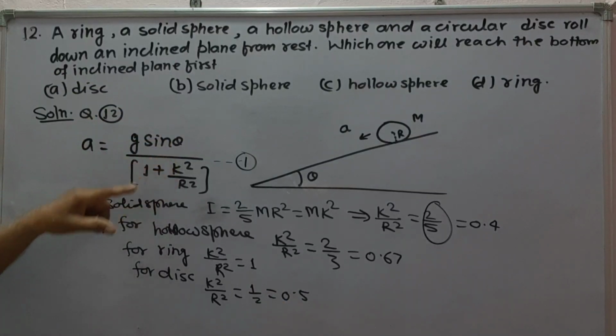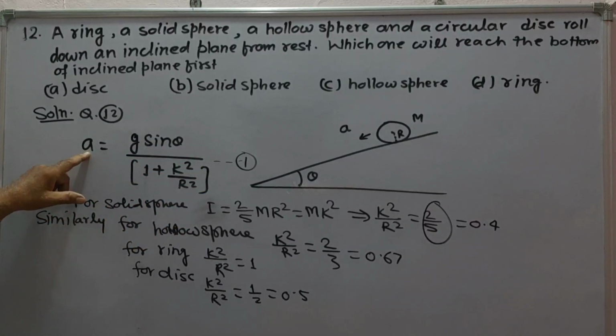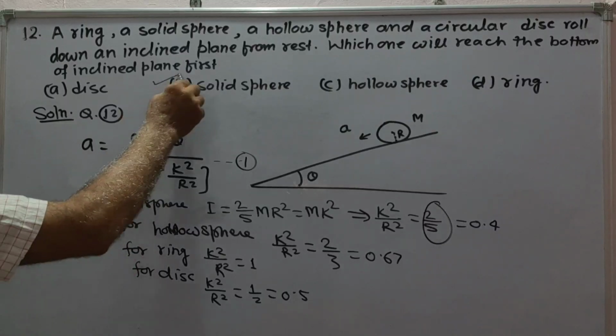So from equation 1, denominator of equation 1 will be minimum and a will be maximum, thus the solid sphere will have maximum acceleration and hence solid sphere will reach the bottom first.